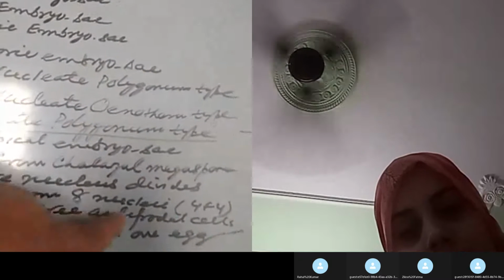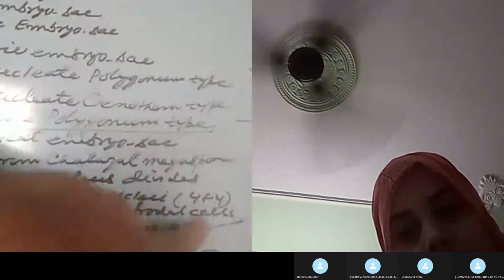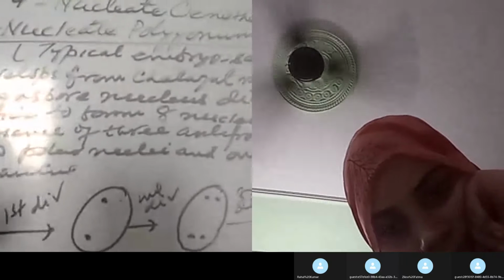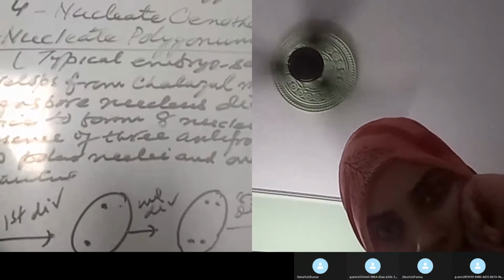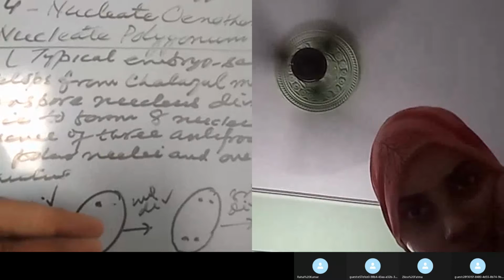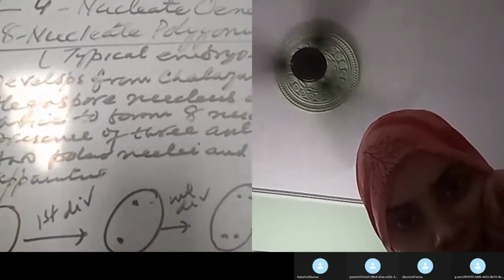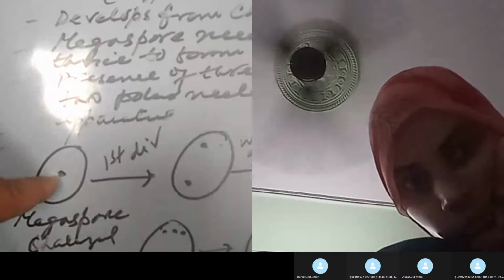There is the presence of 3 antipodal cells, 2 polar nuclei and 1 egg apparatus. Look here. This is the diagram to show you how the cell divides and how this 8 nucleate embryo sac is formed. This is the megaspore, a functional megaspore, and it has a haploid nucleus.